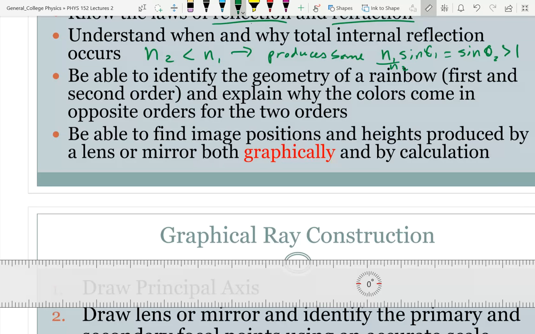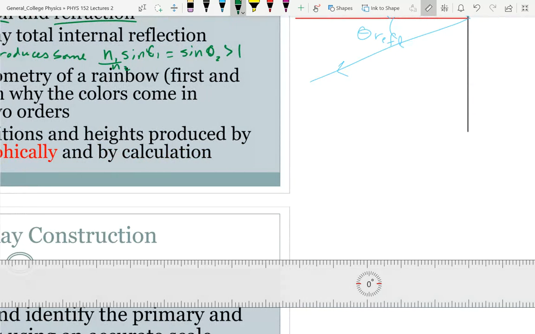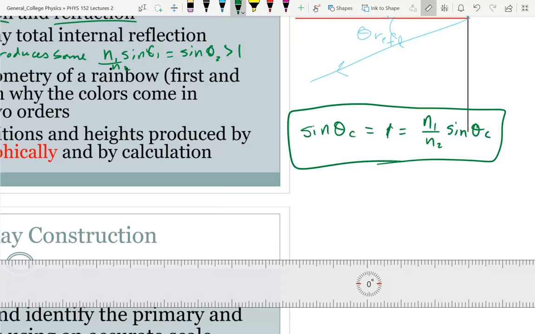And so we define theta critical such that sine theta critical is equal to 1 equals n1 over n2 sine theta critical. The critical angle is the maximum incident angle that will allow you to have light refracted at 90 degrees. If the angle is bigger than theta critical, it'll be totally internally reflected.